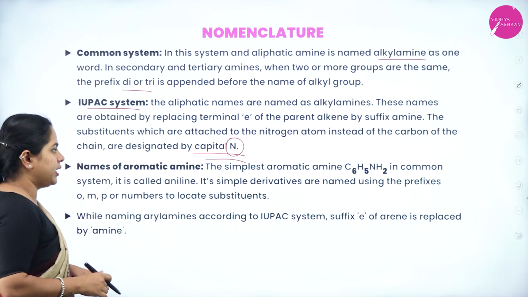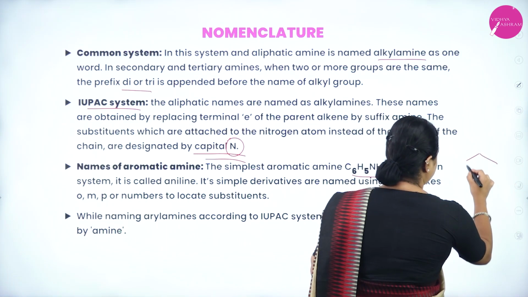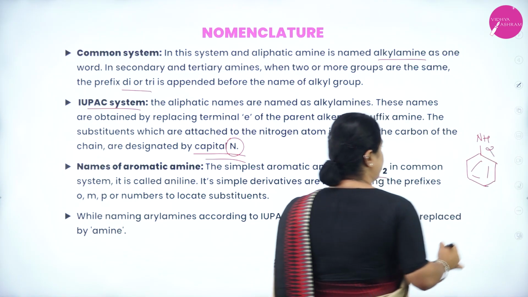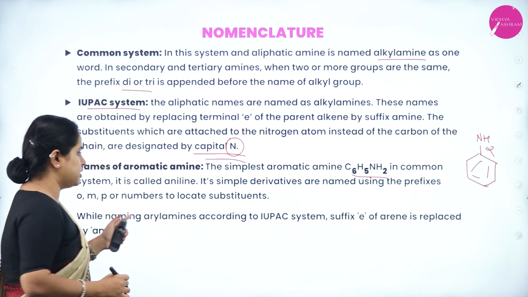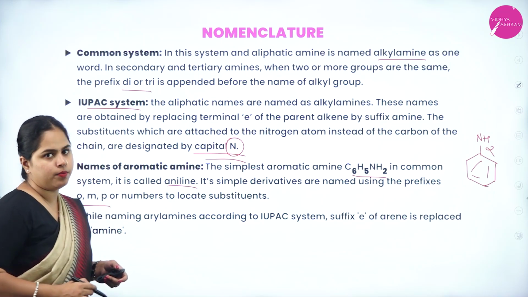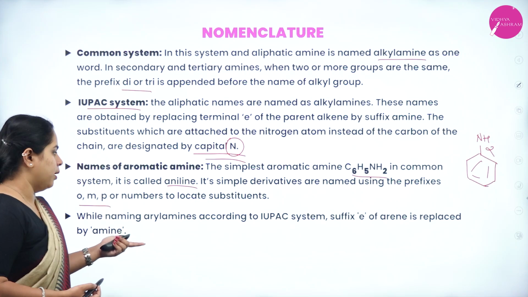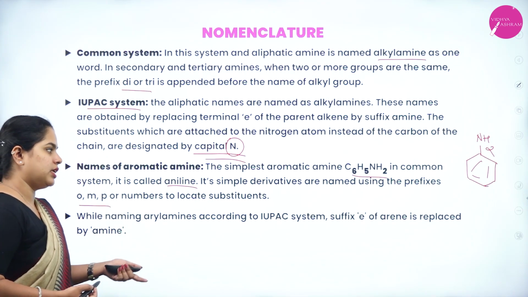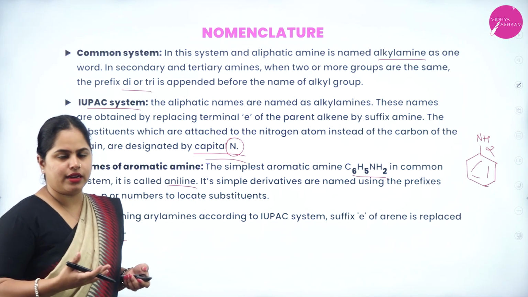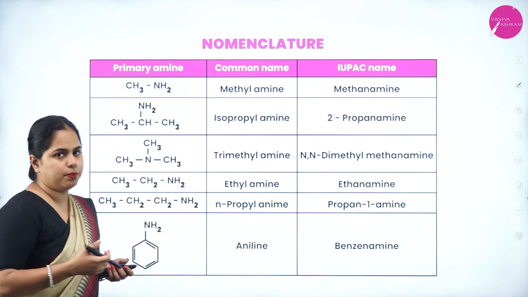Then the names of aromatic amines. The simplest aromatic amine is C6H5NH2. What is C6H5NH2? That is benzene in which one hydrogen atom is replaced by an amine group, NH2. In the common system, it is called aniline. Its simple derivatives are named using the prefix ortho, meta or para according to the common system, or numbers to locate the substituents. While naming aryl amines according to the IUPAC system, the suffix e is replaced by amine. So in alkyl or aryl amines, when we are writing the IUPAC name, the e will be substituted by amine. Let's discuss a few examples and understand this.